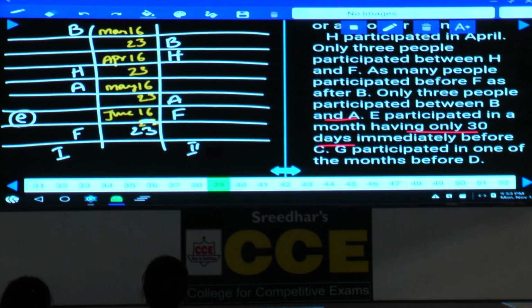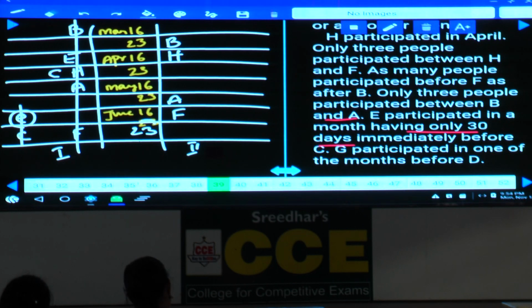If E is here, immediately before whom? Immediately before C, then C must be June 23rd, which is not possible. Hence E cannot be here. What is the other case? If you take E at this place, April 16, then C must be April 23rd. This is also not possible. And the first case got invalid because there is no place left for this E at all.